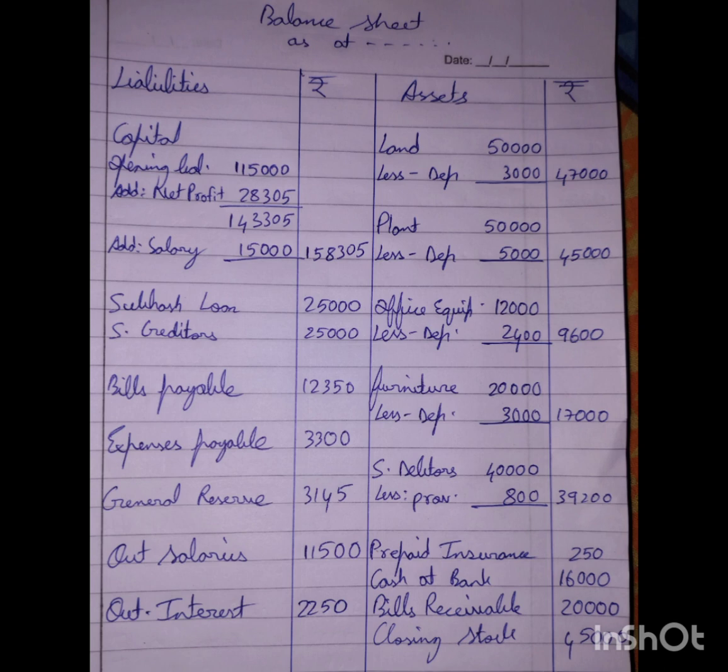And all remaining asset amounts will be shown as balance sheet assets, such as bills receivable, cash at bank, next sundry debtors, closing stock. I have already informed: land, building, furniture, office equipment, plant and machinery, bills receivable, sundry debtors. And outstanding salaries will be shown in the balance sheet liability. Prepaid expenses will be shown on the balance sheet asset side. After doing this calculation, when you do the total, you will get the answer matched.